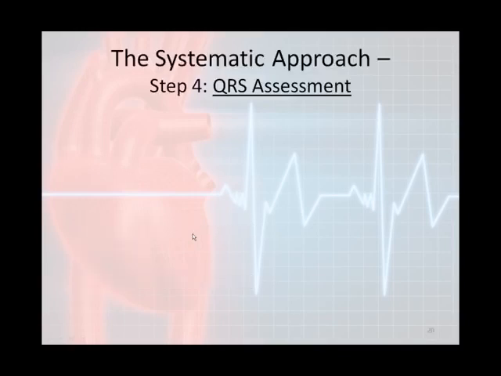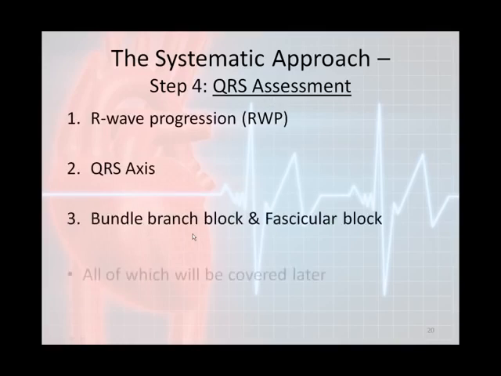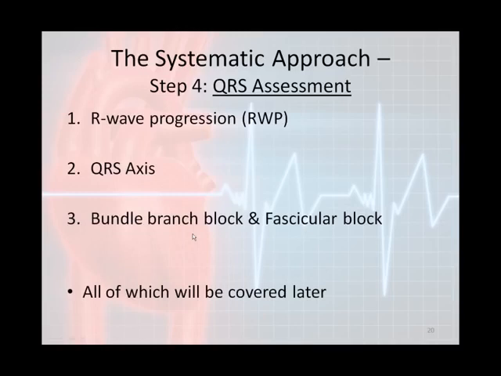So step 4 is going to be the QRS assessment. In the QRS assessment, you're going to look at the R wave progression, you're going to look at the QRS complex, and determine the QRS axis in the hexaxial leads, and then you're also going to determine bundle branch and fascicular blocks. So there's 3 subcategories for this one, all of which will actually be covered later.